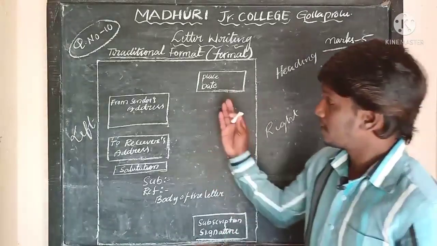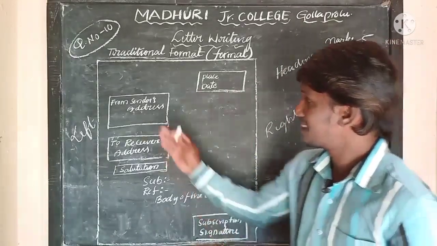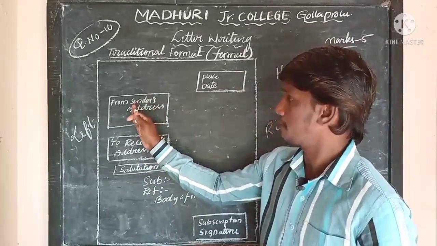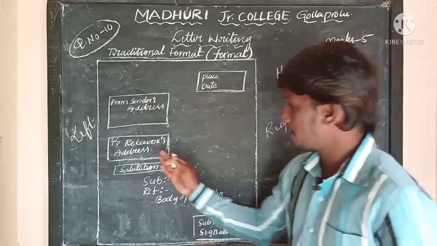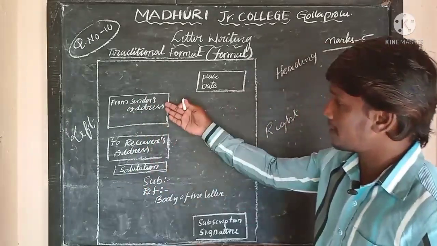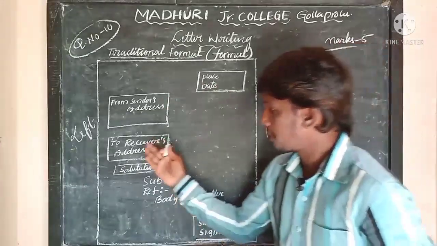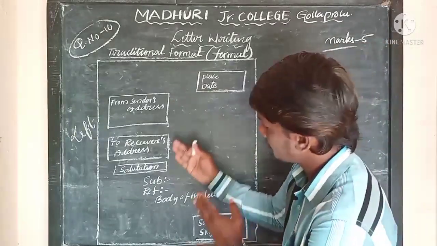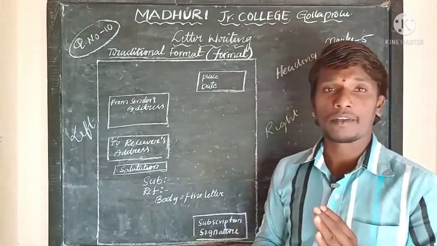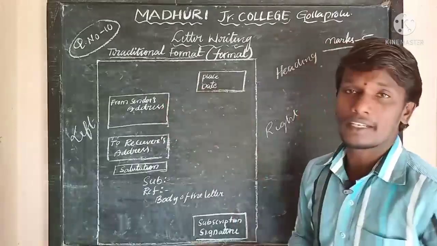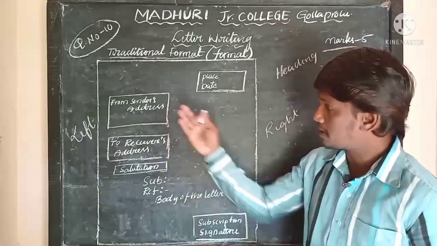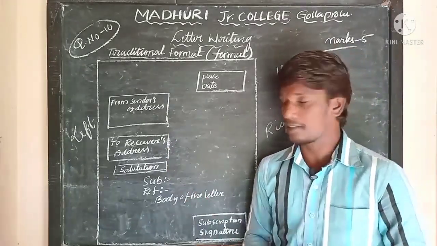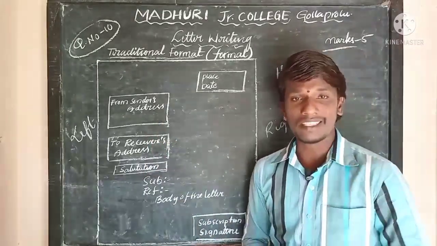Now coming to the second important part, that is the sender's address. You should write the sender's address from here. Immediately after writing the sender's address, you write the receiver's address. So in a formal letter, both sender's address and receiver's address are to be written one by one. Yesterday we discussed how the sender's address would be written and how the receiver's address is written. All these points were discussed yesterday.